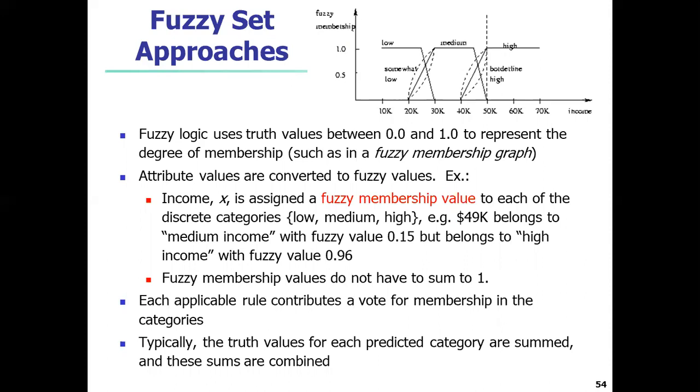For example, take $49,000, which belongs to the medium income category with a fuzzy value of 0.15, but also belongs to the high income category with another fuzzy value. So here the fuzzy set approach will have different values segregated within different applications.